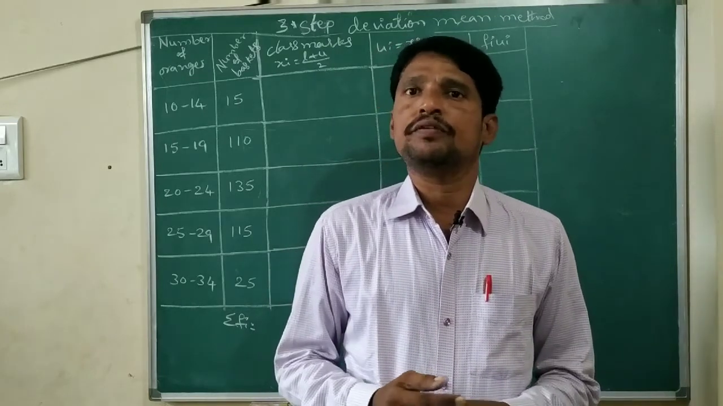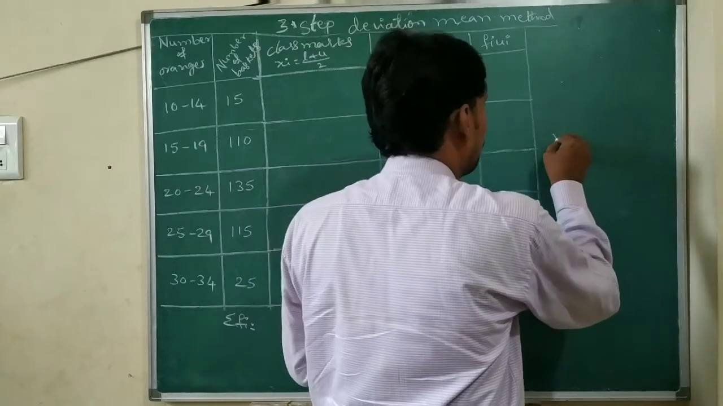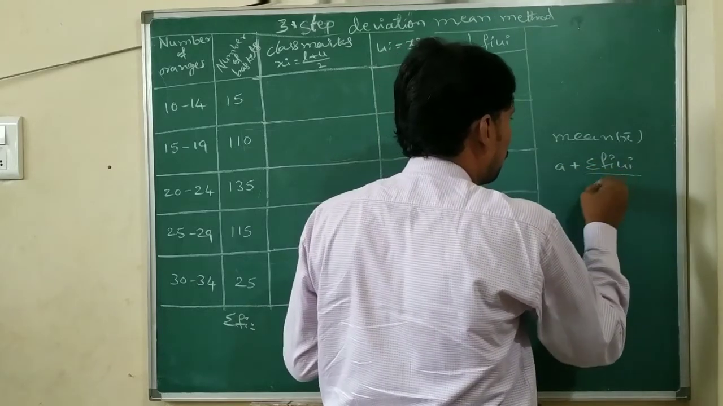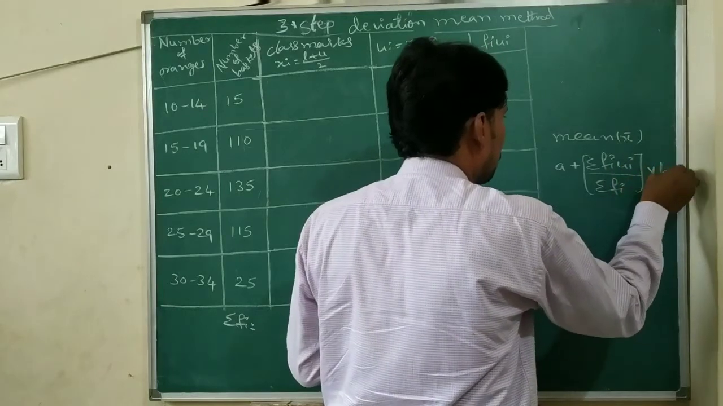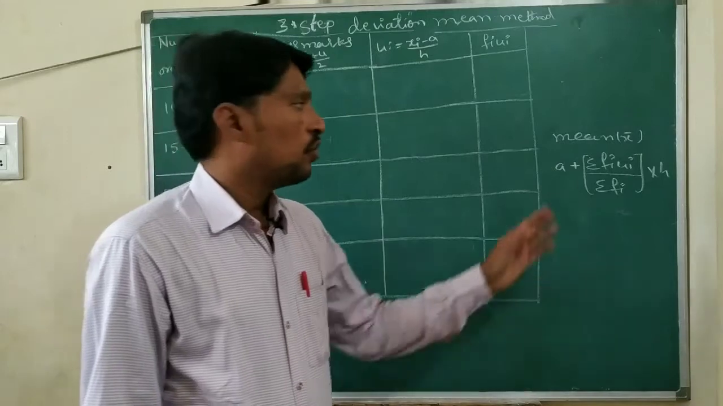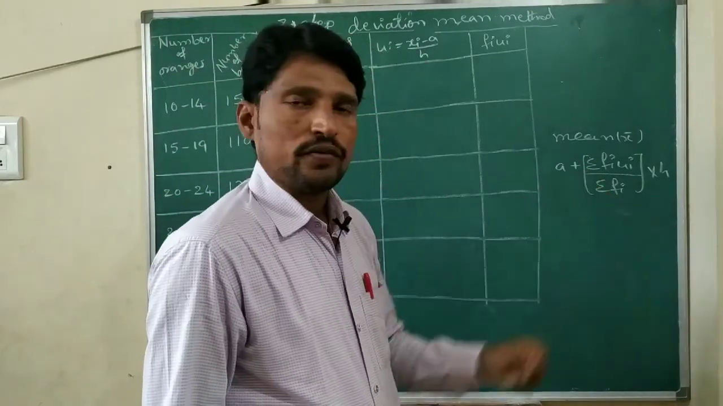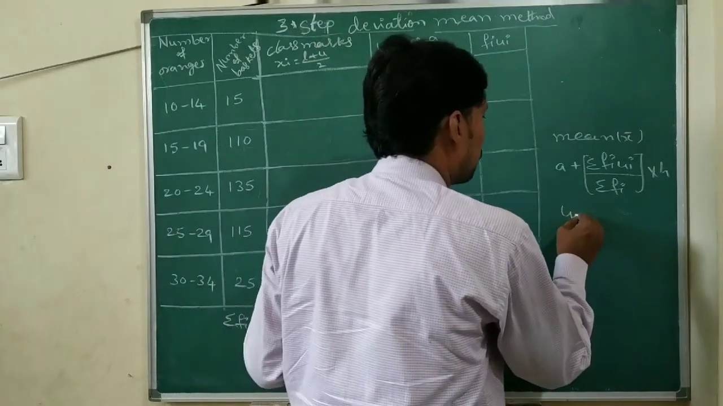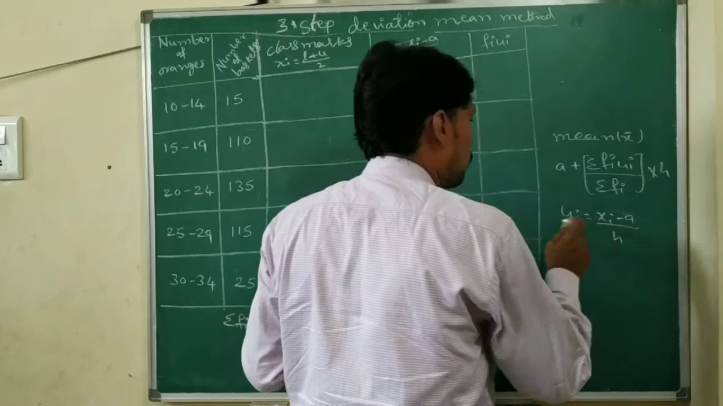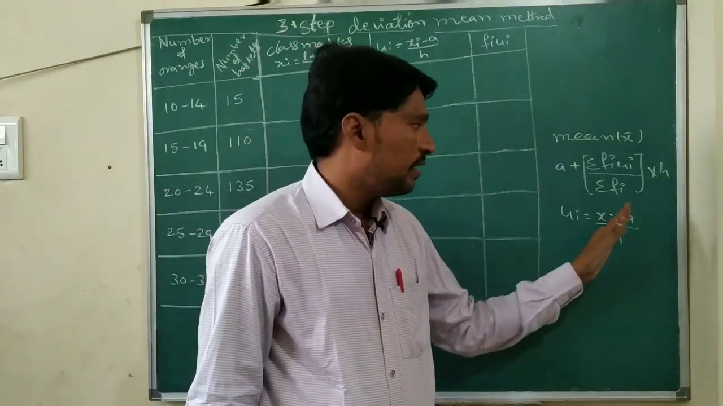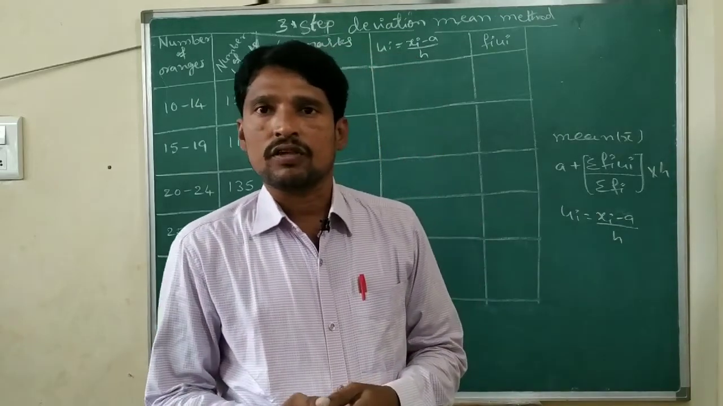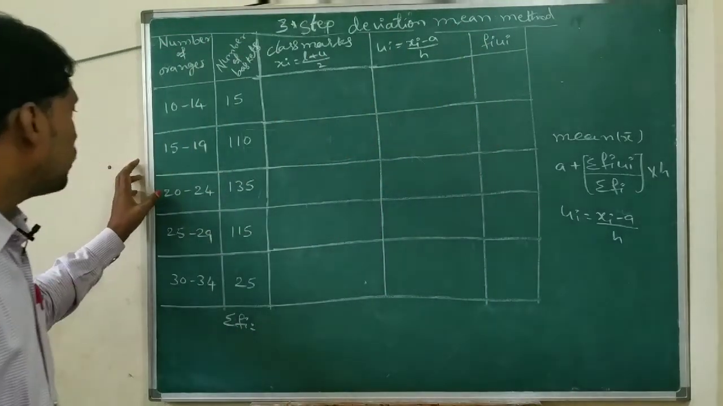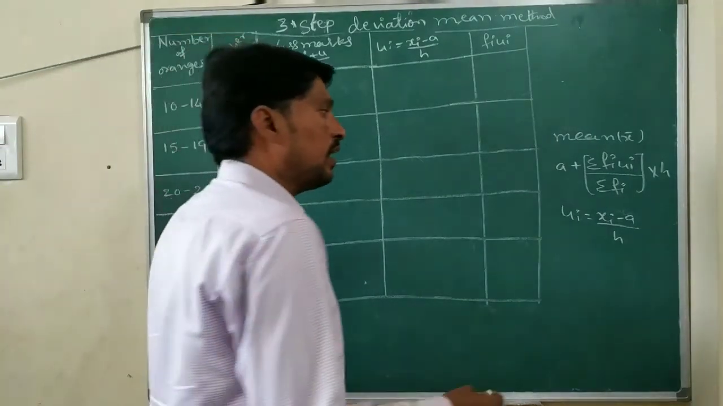Now the third method, that is the step deviation method. In the step deviation method, the formula is mean x bar equals a plus sigma fi ui by sigma fi, into h. Here a means the assumed value, which we assume in the class marks, fi means the frequency of the classes, and ui equals xi minus a by h. H means the height of the class, so the difference between any two successive class intervals' lower limits, or upper limits, we need to take. Here I am taking lower limits: 20 minus 15, we get the h value as 5.